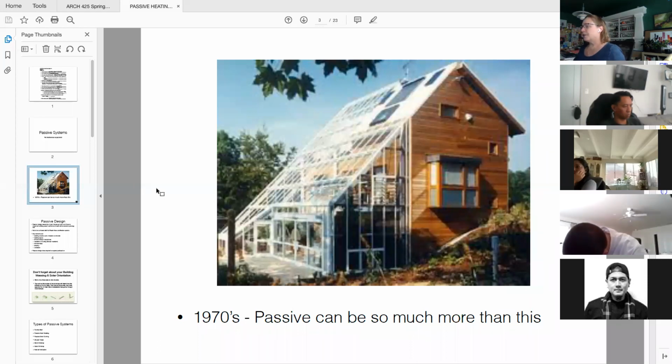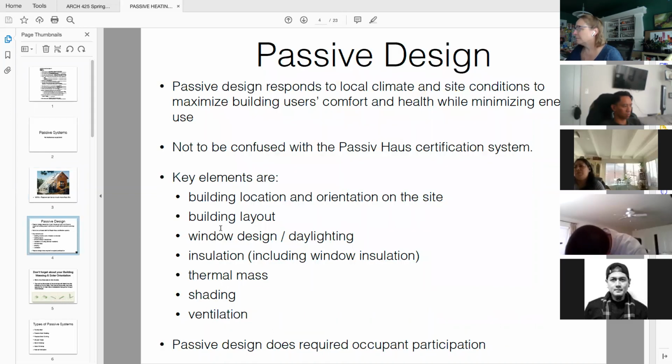But this is just a random example of a passive house system from the 70s, but we don't have to make it look like this anymore. We can still make it look really good. We can still use the same principles, but it doesn't have to look like a greenhouse stuck on the south side of a building. So, passive design responds to the local climate and the site conditions to maximize building users' comfort and health while minimizing energy use.